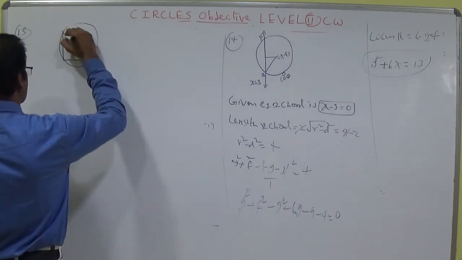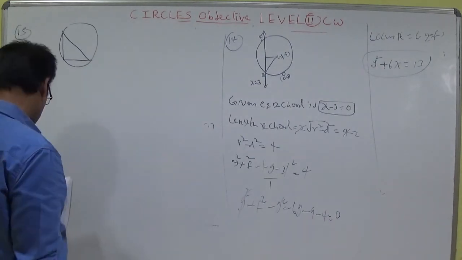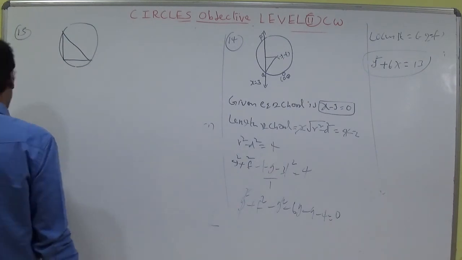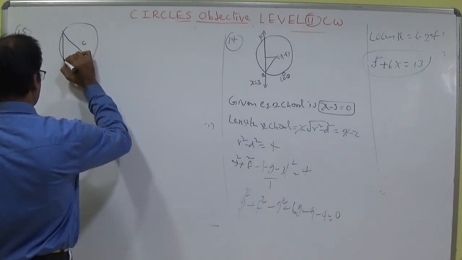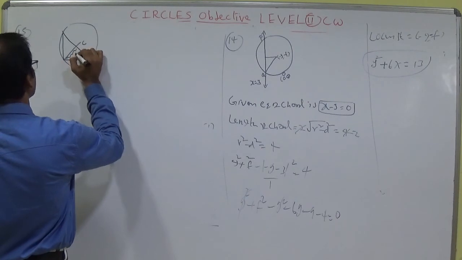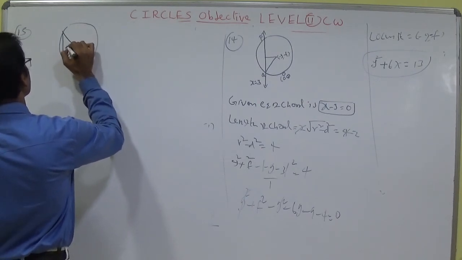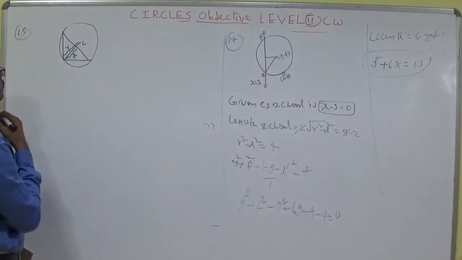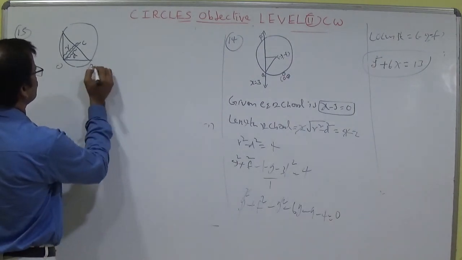So let this be a chord making equal intercept of A on the coordinate axis. Let this be the center C. This is d, small d. This is the full radius. If a line is a chord, then we know that r is greater than d, so d is less than r. Put here O, A, B.